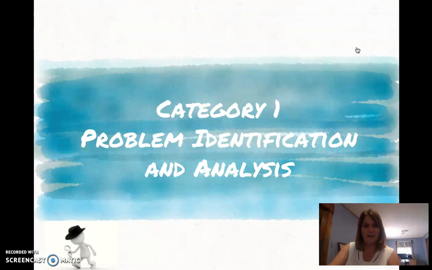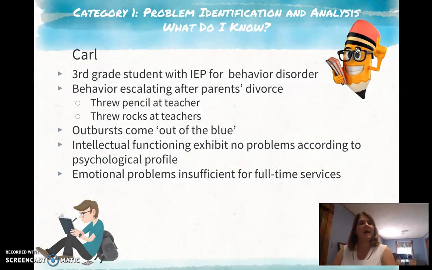Category 1, problem identification and analysis. Carl is a third grade student. He has the IEP for behavior disorder, for some things that I do know. His behavior has been escalating after the divorce 3 months ago. Examples of how it has escalated: he threw a pencil at a teacher, and then he threw rocks at teachers off the school bus. The outbursts seemed to come out of the blue, after observation from the special education teacher.